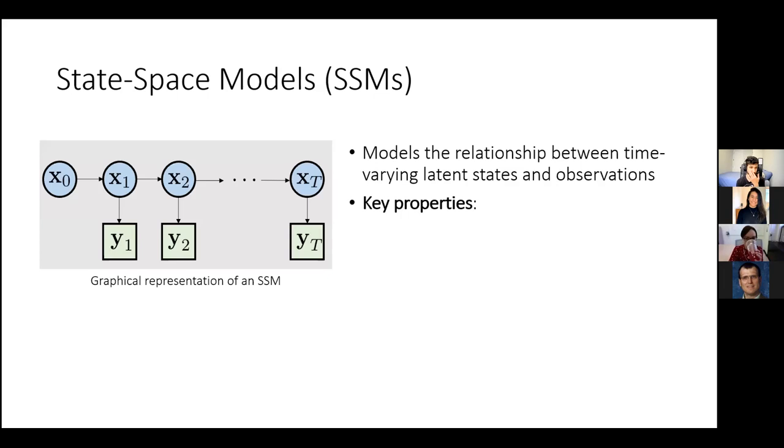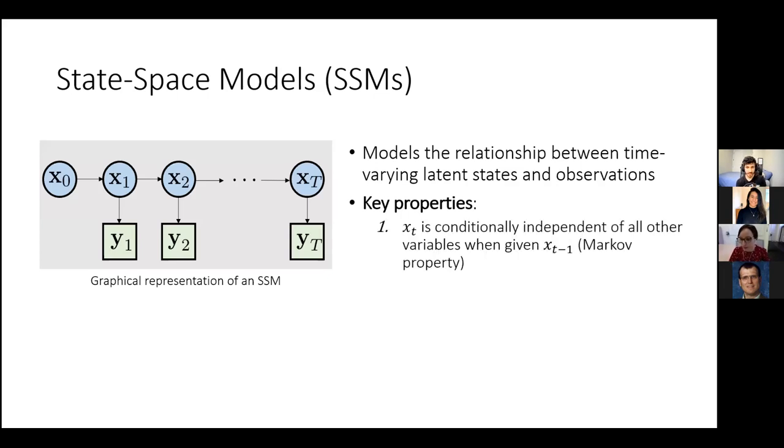There are two properties that are key to understanding what the state space model is doing. The first is that the X of T's only depend on the previous X of T. So X of 2, for example, is independent of all other variables if you know X of 1. This is called the Markov property. And the second property of the state space model is that each Y of T only depends on its corresponding X of T. So Y1, for example, is independent of all other variables if you know X1.